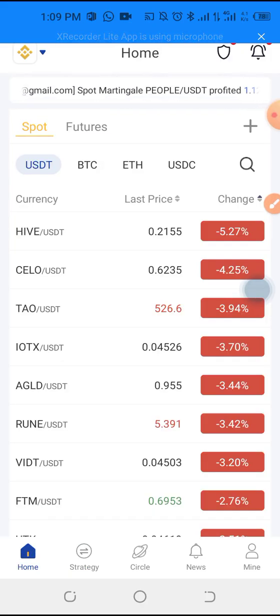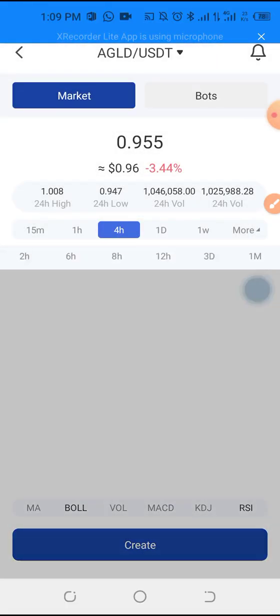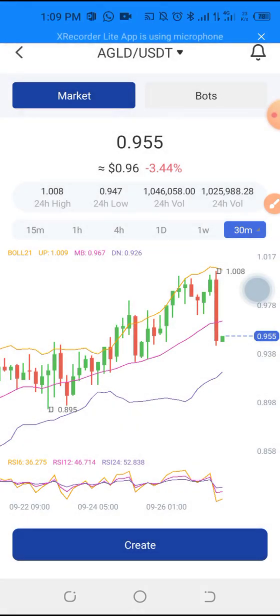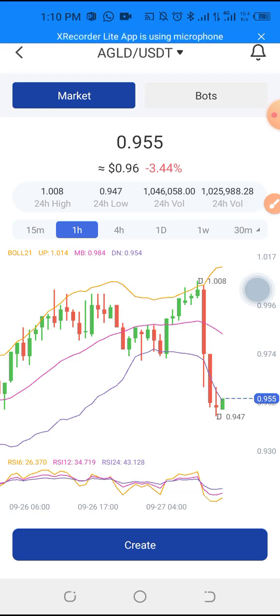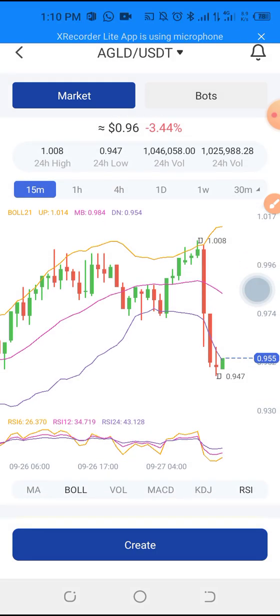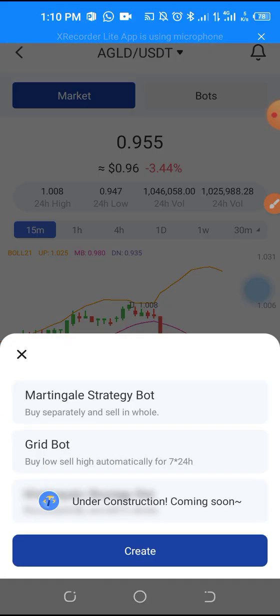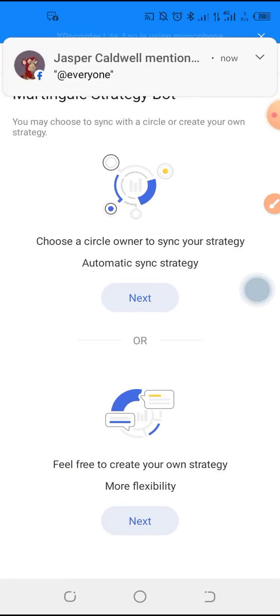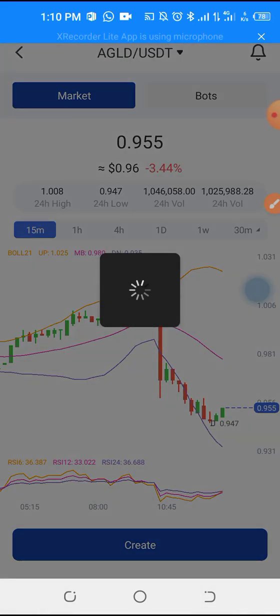I will enter the coin which I've identified, that on the 1 hour chart and the 30 minutes chart, I'm seeing a downtrend. Are you seeing it? A green candle is already forming there. On 1 hour, I'm seeing another downward trend, a massive one. And on 15 minutes, the RSI is low, 26. So I can enter this coin and invest much more into it. So I'll click next.